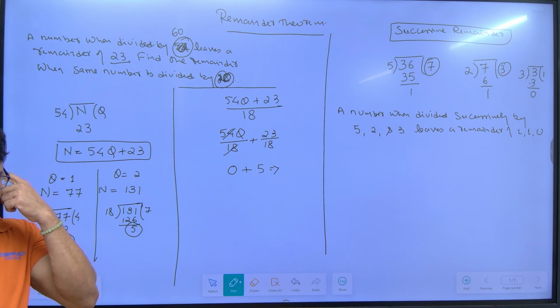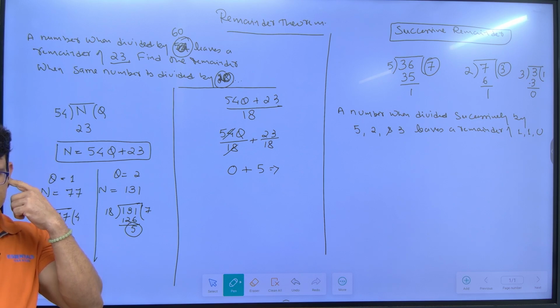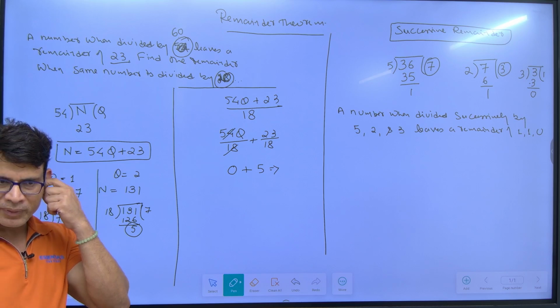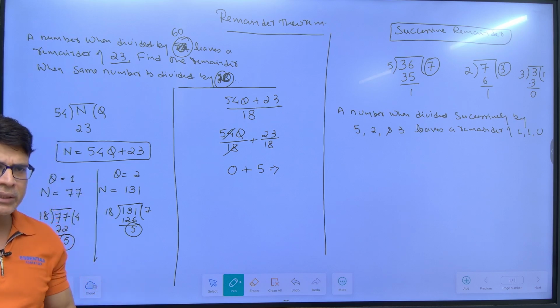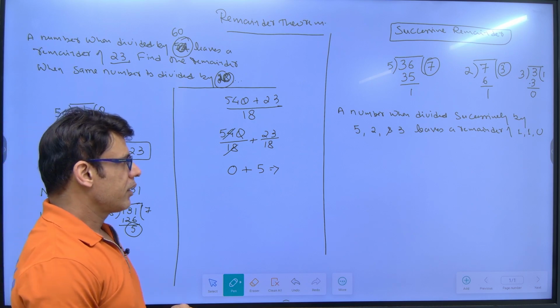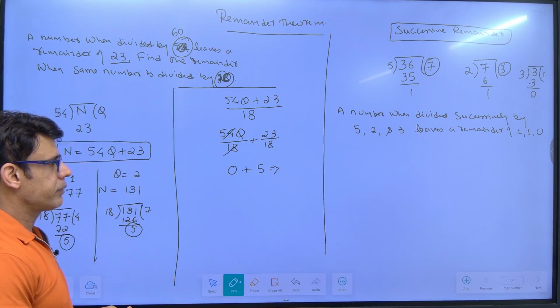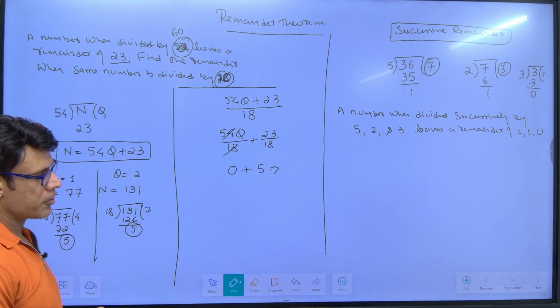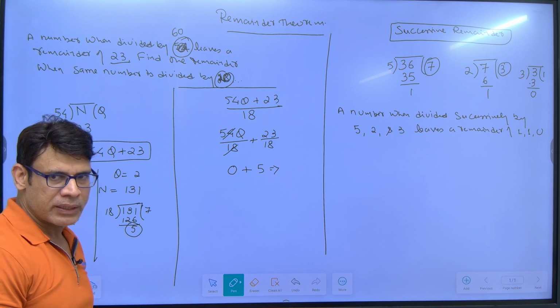Understand there could be more than one number possible. In fact, there could be a series of numbers possible. I have to find out the least number in this case. How to find out that number? Let's try to understand.